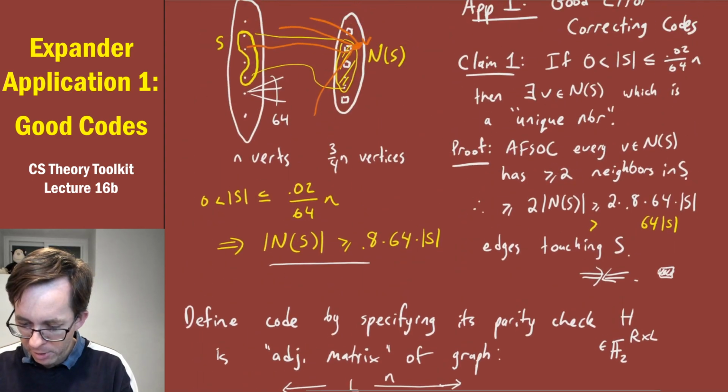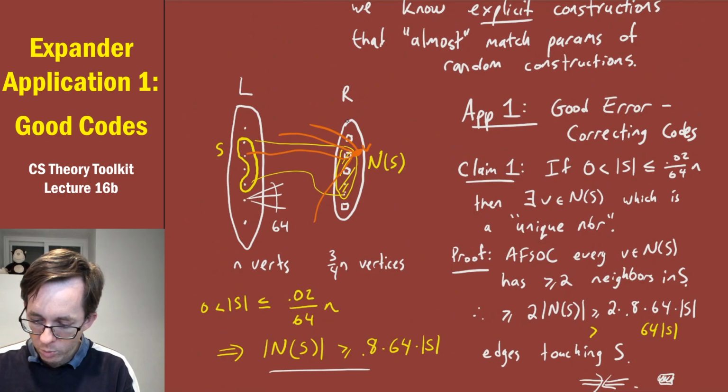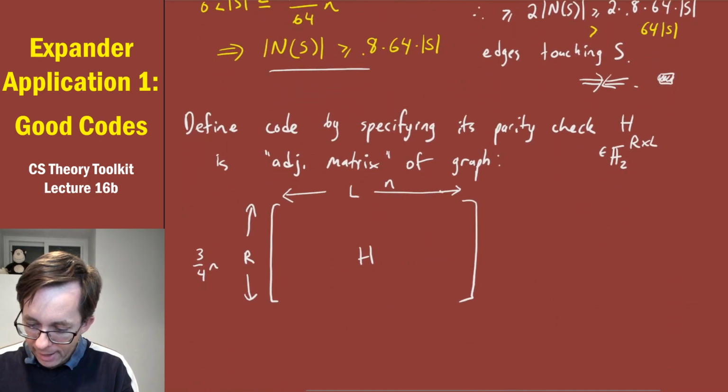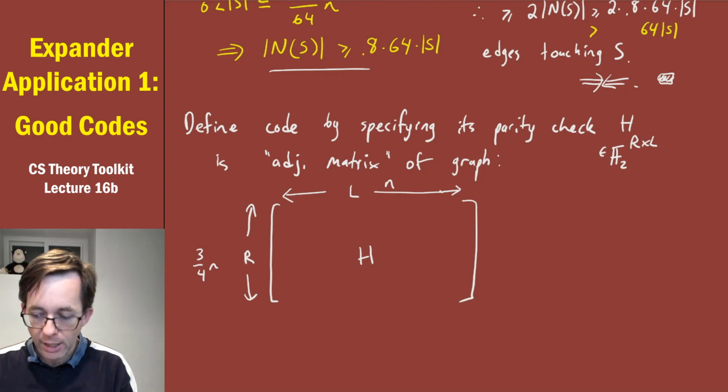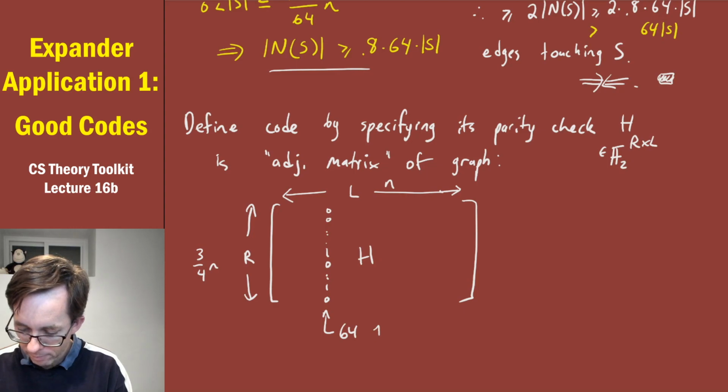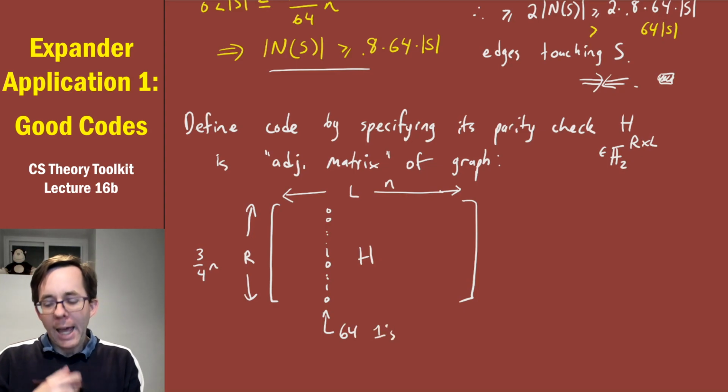Okay, here's the picture back up here. So the rows will be indexed by the right-hand vertex side. The columns will be indexed by the left-hand vertex side. And we'll just make it a 0-1 matrix, and we'll put a 1 in an entry if there's an edge from that vertex on the left to that vertex on the right. So in particular, because it's regular on the left, for every column we'll have 64 ones in each column.